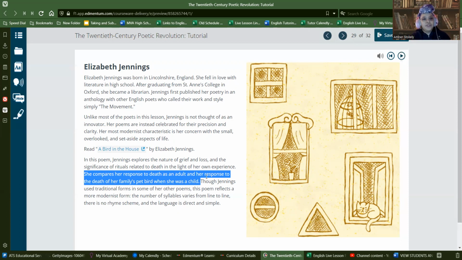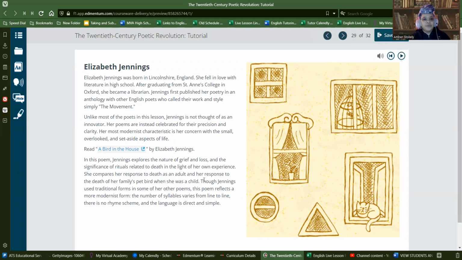And even though she used traditional forms in some of her other poems, this poem has a more modernist form. So the number of syllables are different from line to line, and there's no rhyme scheme. And the language is direct and simple. So this is just a good example of modernism.